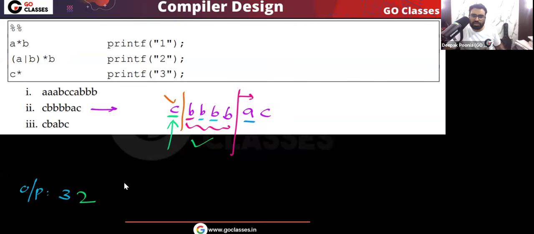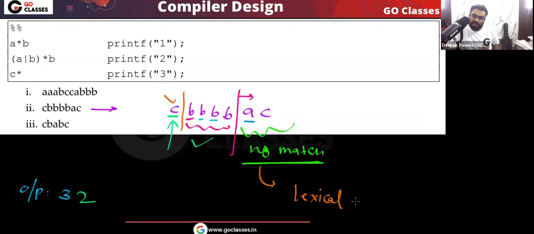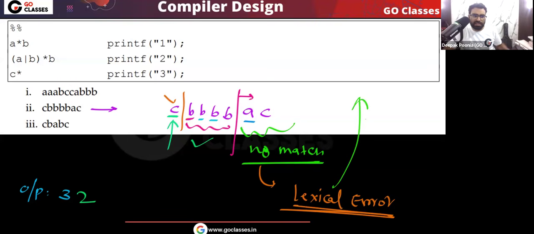Because there is no last match, what can I do, tell me. There is no match possible now. Yes or no? There is no match, so that's it. I can say there is a lexical error. Okay, is this clear? Let me know. Because there is no match, we will get a lexical error, meaning tokenization is not possible.